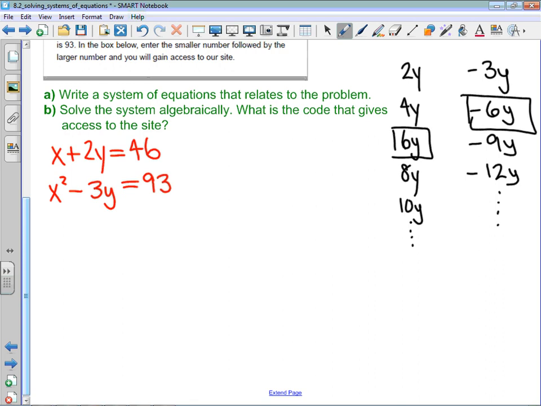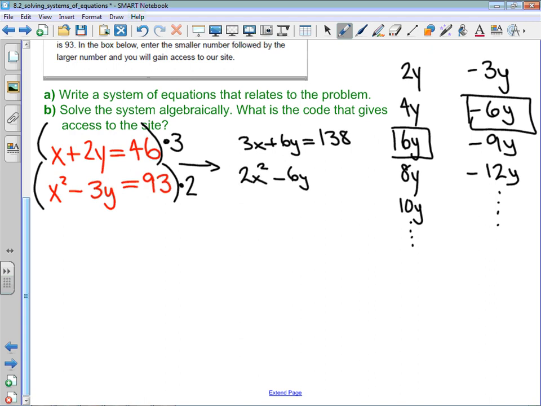Now, why that's such a big advantage is if I took the top equation and multiplied it by 3, what I would have is 3x plus 6y is equal to 138. If I took the bottom equation and multiplied it by 2, I'd have 2x squared minus 6y is equal to 186. And why this is so important is now we have this right here. +6y and -6y. This is now perfectly set up for elimination.